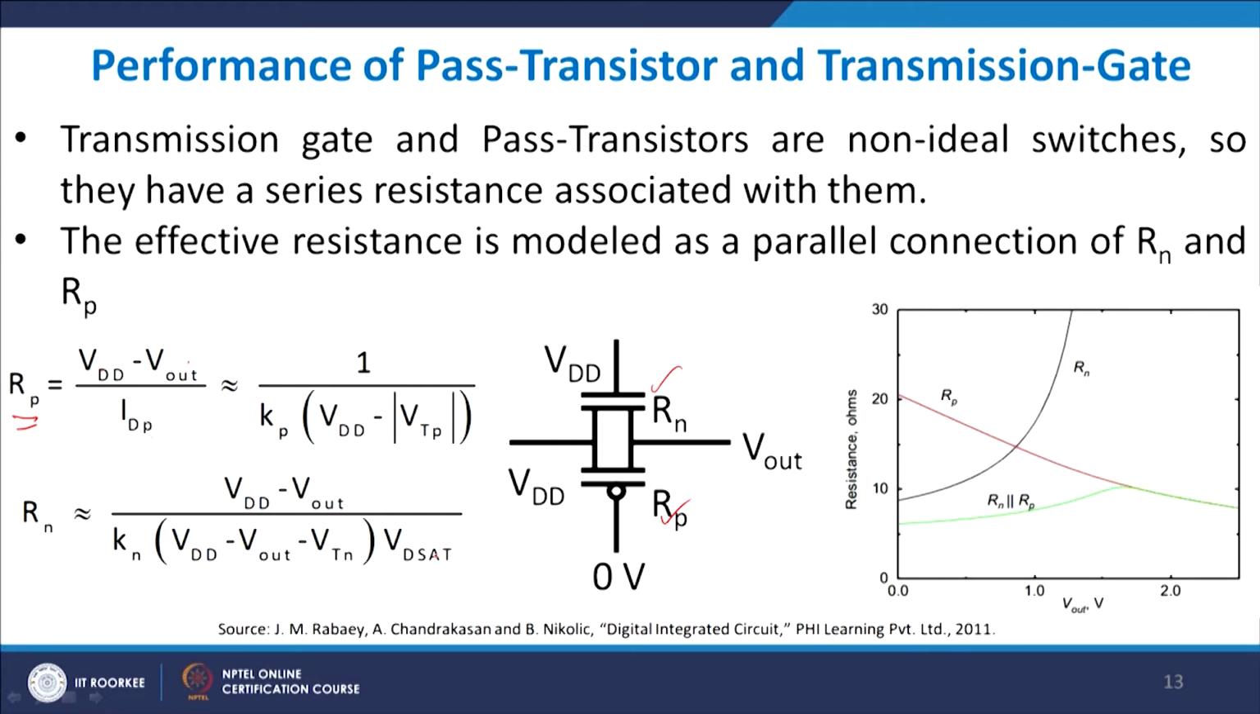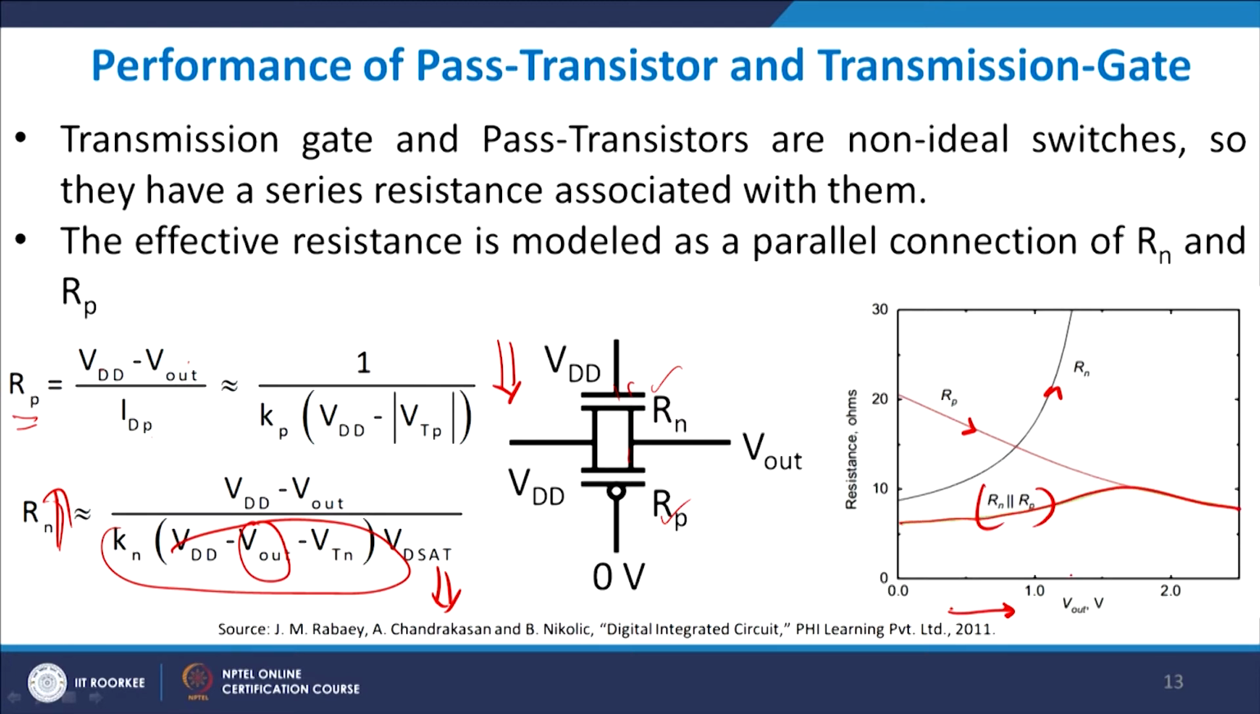So you see, therefore, as the input voltage or the output voltage goes on increasing, the NMOS resistance goes on increasing. And the reason is that this value of voltage goes on increasing, which means this whole thing starts to decrease. As a result, RN goes on increasing, whereas RP actually starts to decrease with V out going higher and higher. And that is the red curve. So the overall curvature of RN parallel to RP, because these two are in parallel, is the green curve, which is almost independent of the value of V out.